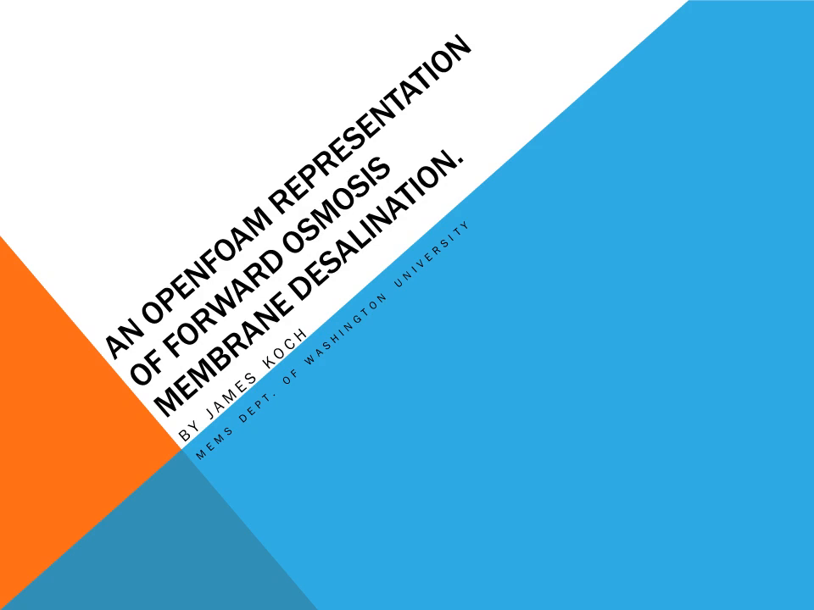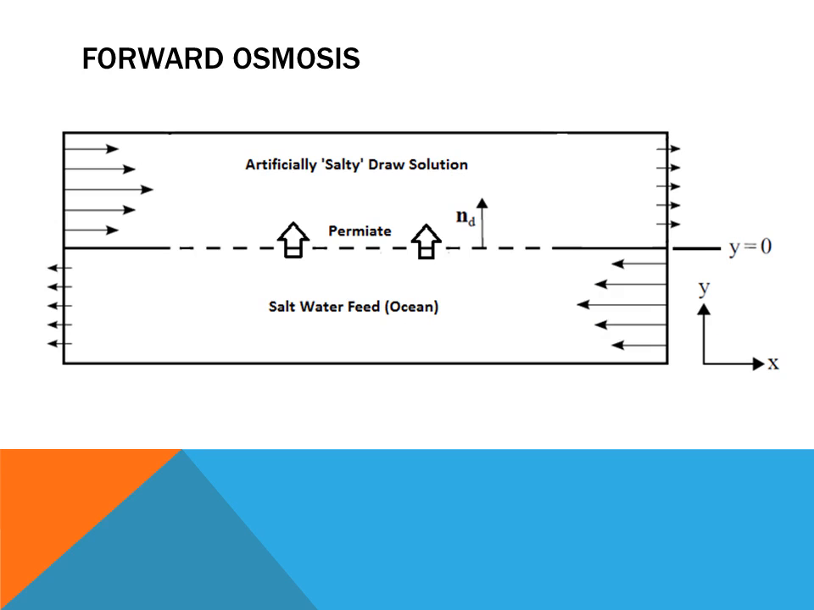Modeling something much less complicated than the last one. I'm going to be modeling a desalination process known as osmosis using OpenFOAM. This is the most basic way you can model a membrane process, which is what forward osmosis is. You have a cross-flow top-to-bottom channel.